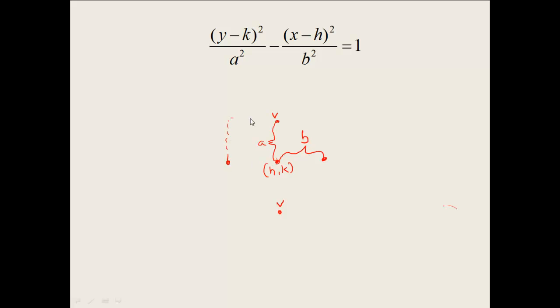We're still going to sketch in that rectangle, and then you're going to use the diagonals to draw your asymptotes. And remember, that should also go right through the center.